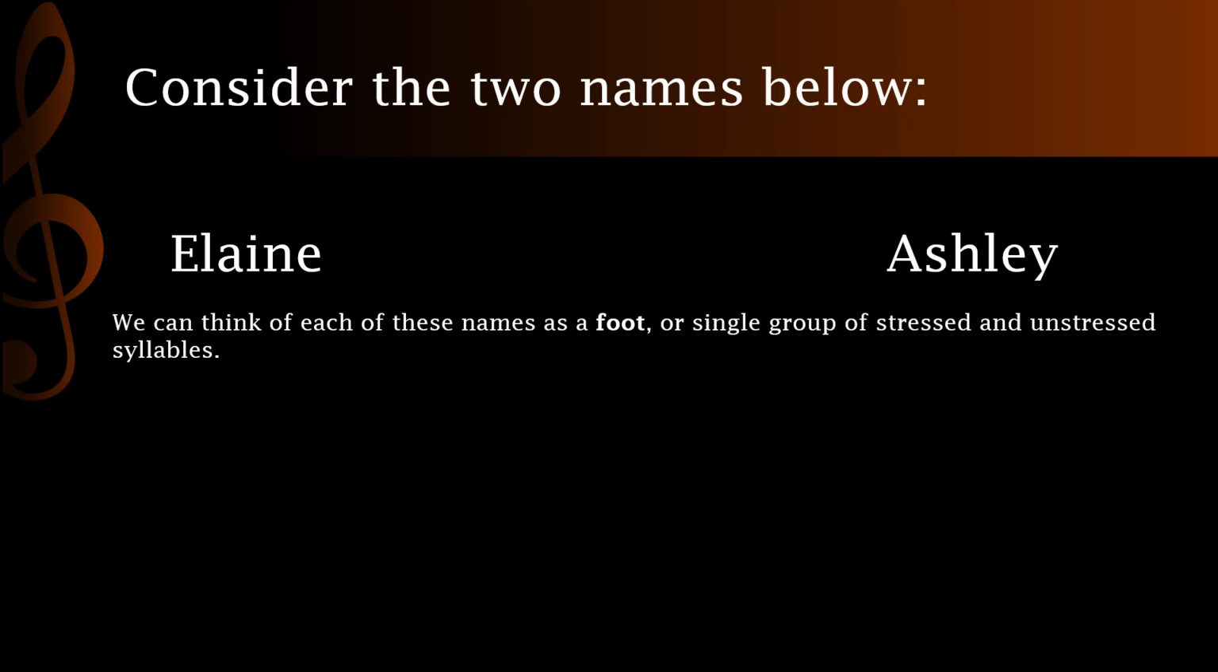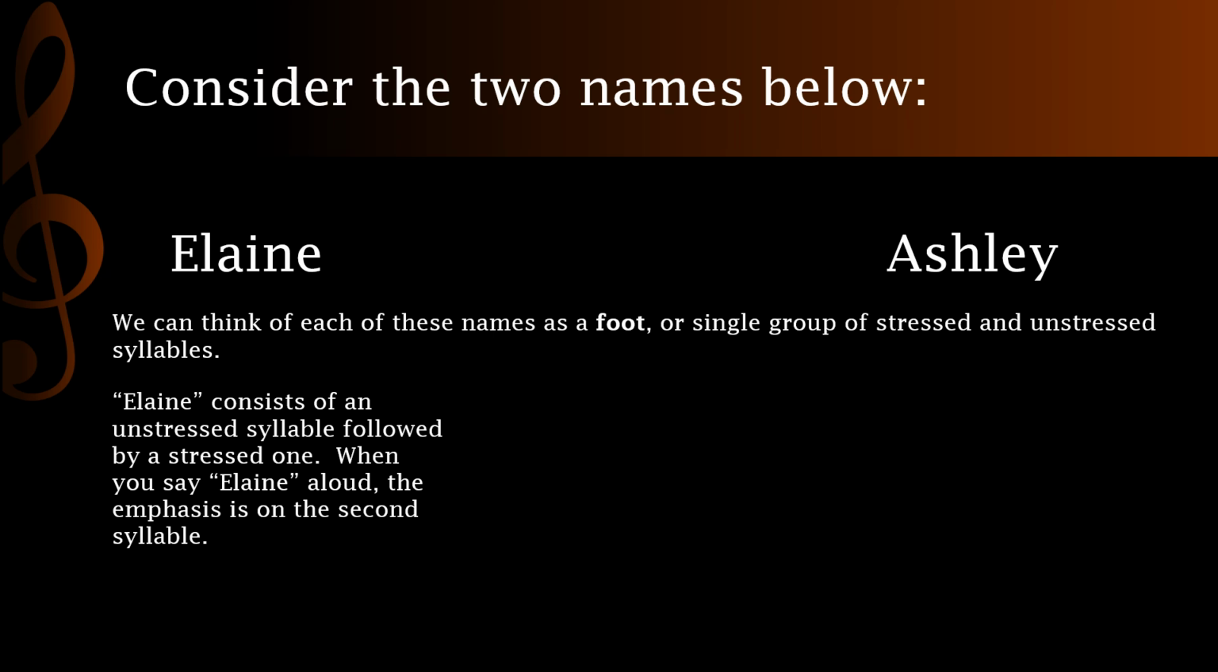Let's consider the two names below, Elaine and Ashley. We can think of each of these names as a foot, or a single group of stressed and unstressed syllables. So think about Elaine. When you say Elaine, and you might slow down the way you say it, Elaine consists of an unstressed syllable followed by a stressed one. When you say Elaine aloud, the emphasis is on the second syllable, right? So you say Elaine, Elaine. Remember, you notice that the lane is the stressed part.